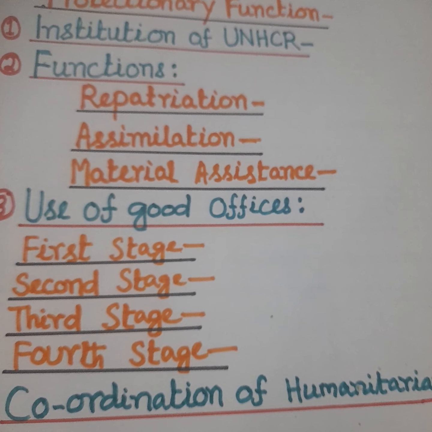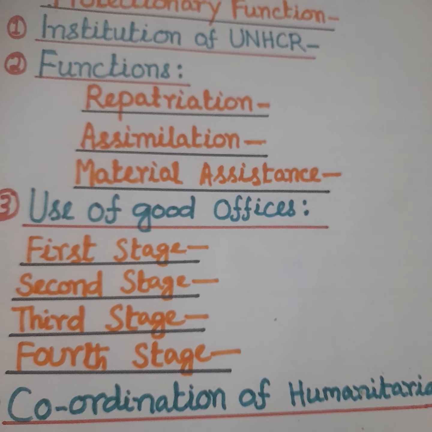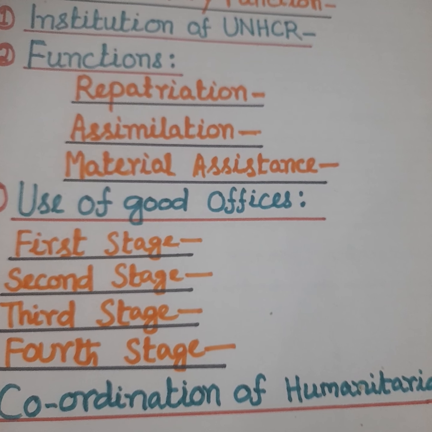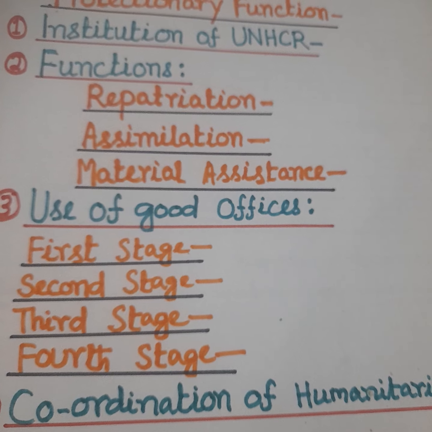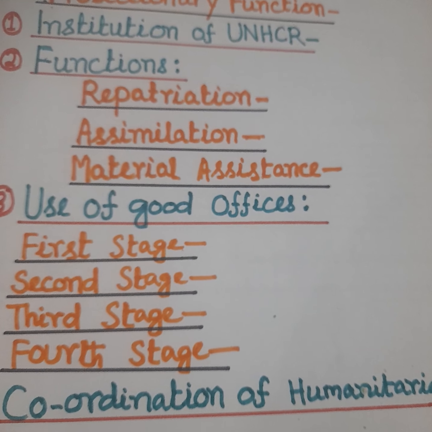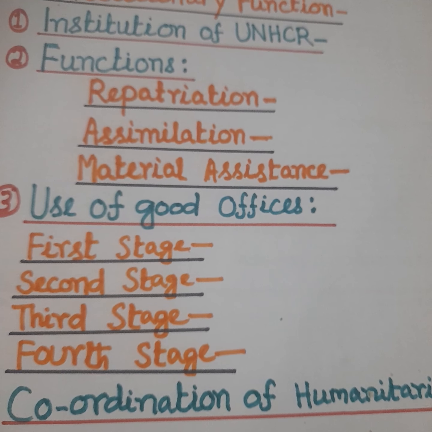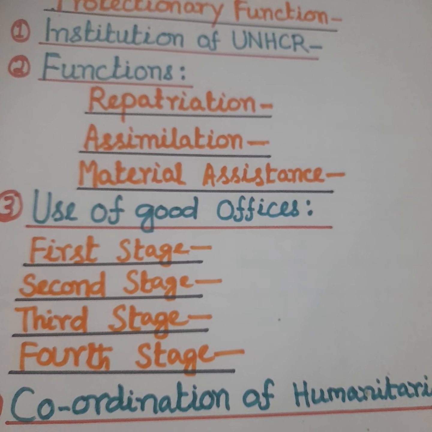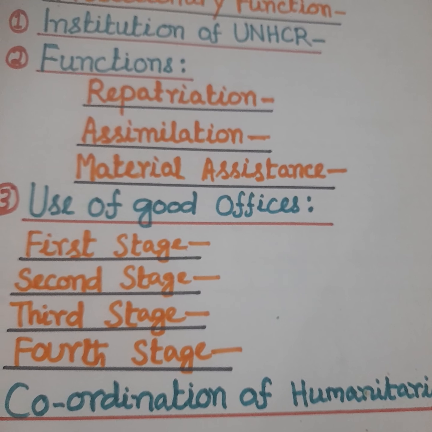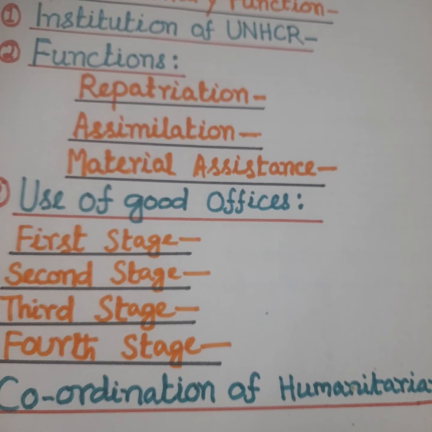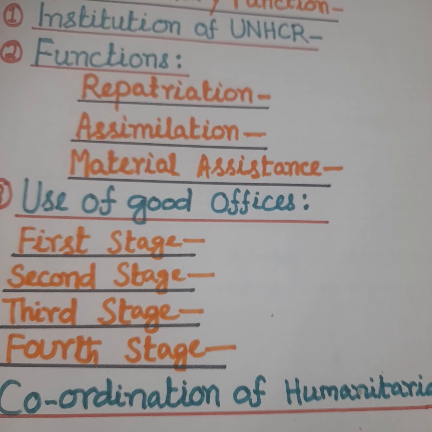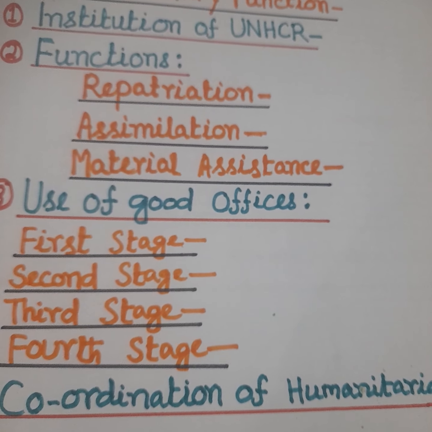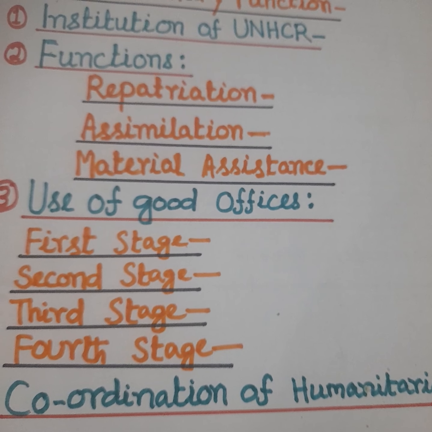We have divided this into four different stages. In the first stage, we discussed the problem of the Chinese refugees and also the Hungarian refugees, and in the second stage the Algerian refugees, the Sudanese refugees, and the Angolan refugees. So in all these four different stages, we saw how the Office of the United Nations High Commissioner used its good offices as per the provisions provided under the Statute of the United Nations High Commissioner for Refugees.